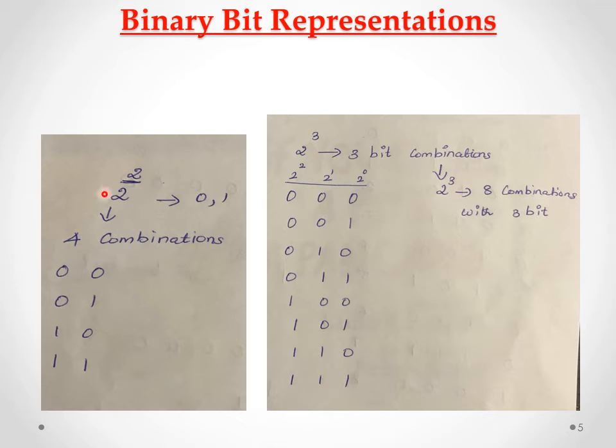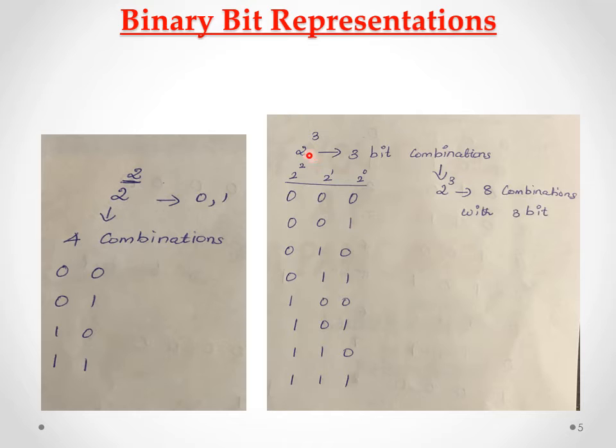For binary bit representations, we are writing 2 power 2. The 2 represents binary bits. One number we can write within how many bits. For example, 2 power 2 is equal to 4. So the binary bits 0 and 1 we can represent in 4 combinations. That is 0 0, 0 1, 1 0, 1 1.